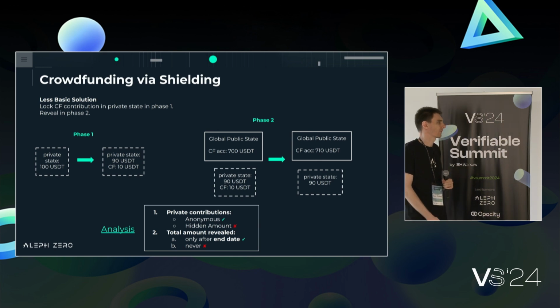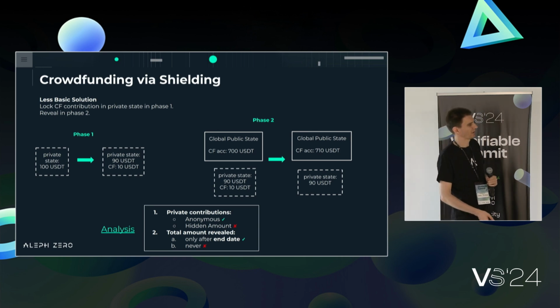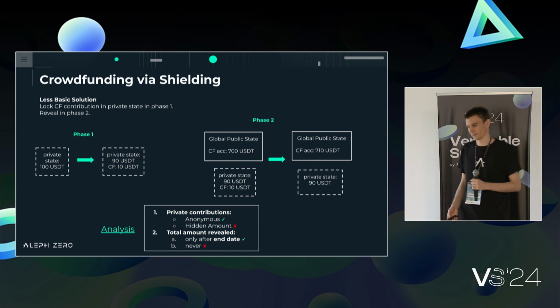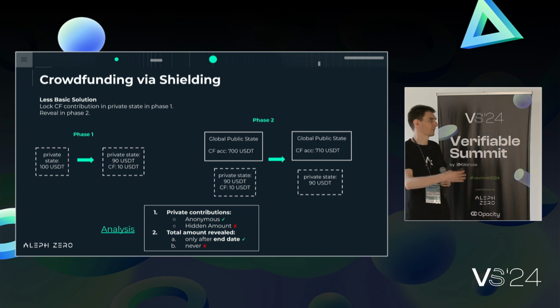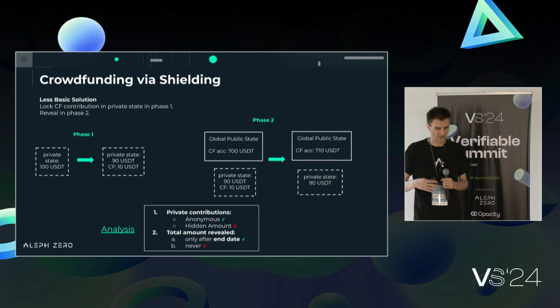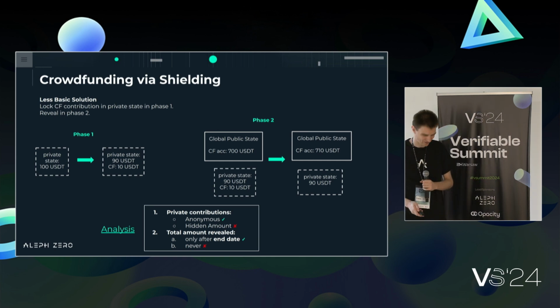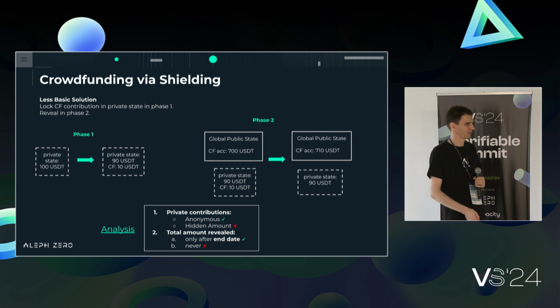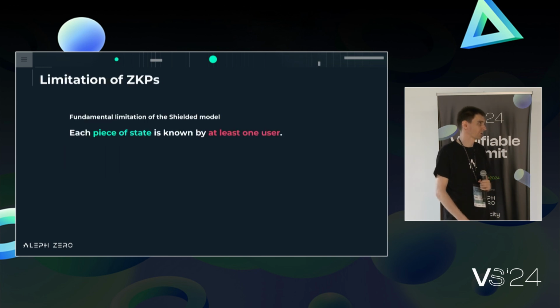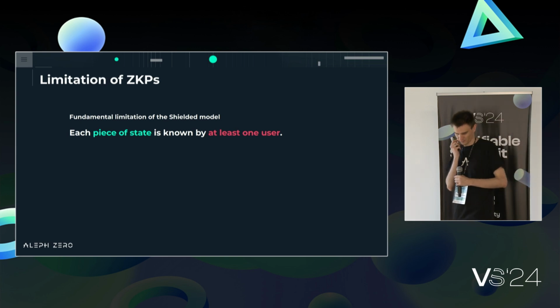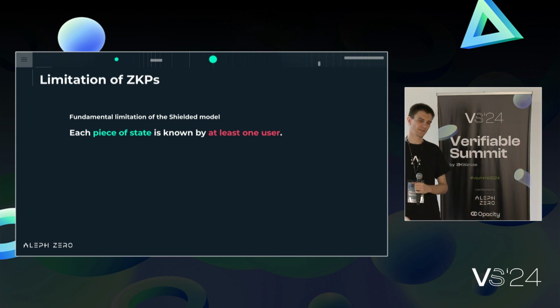So what we really get here is anonymity as previously, but now we also have that this total amount is revealed late, only after the contribution phase stops. Okay, so it's okay, but maybe not everything is perfect. Good. So can we do better? Well, to do better, we need to first understand what is limiting us.